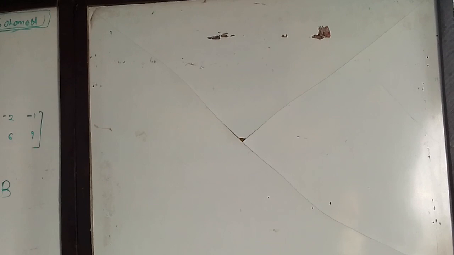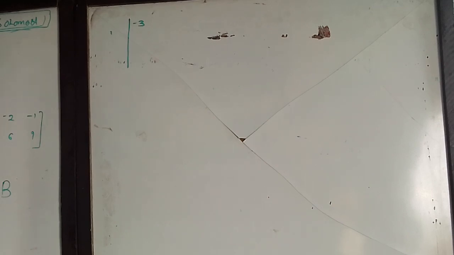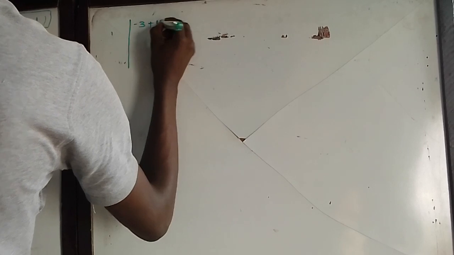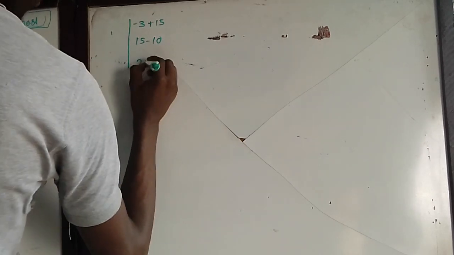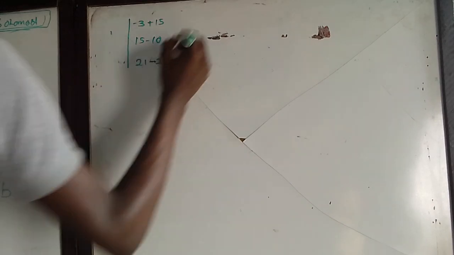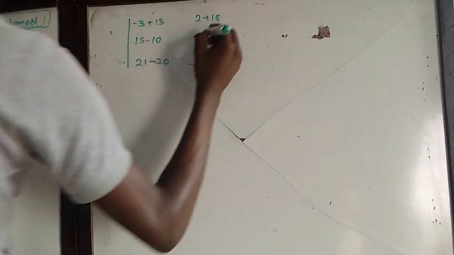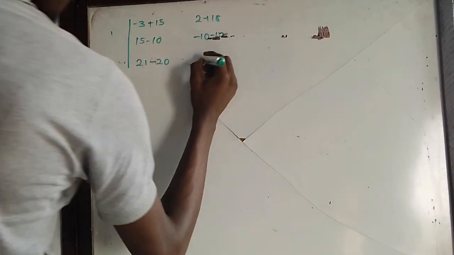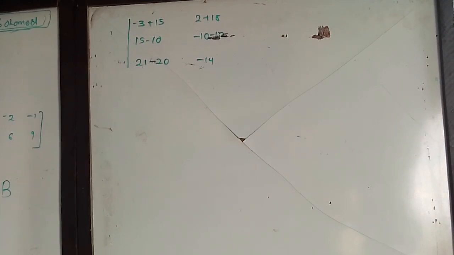So I have minus 3 plus 15, then 15 minus 10, then 21 minus 20, then we have 2 plus 8, then we have minus 10 minus 12, then we have minus 14 minus 24. I'm repeating the question up. I'm repeating the question down. The question we have down. That is why I'm repeating it up.